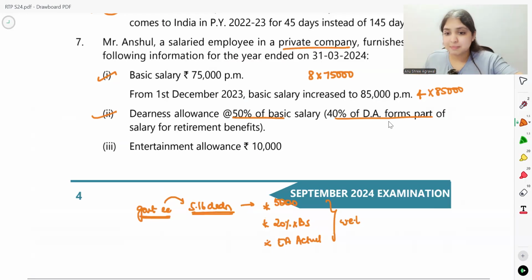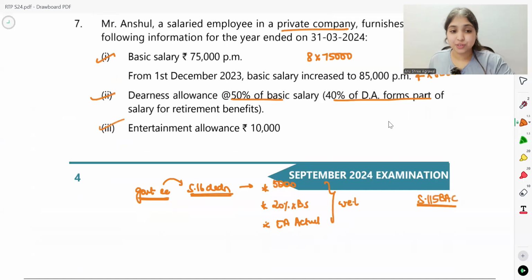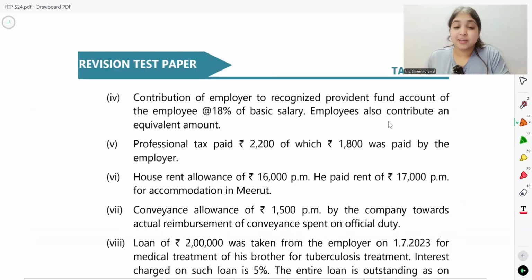And one more thing, remember, in case assessee follows 115 BAC, in that case, under section 16, assessee will get only standard deduction. No professional tax deduction, no entertainment allowance deduction also. Okay, just wanted to give you a revision. Now come to the fourth point.